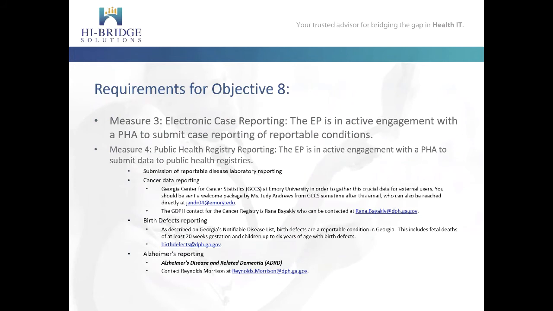Measure number 3, electronic case reporting. The EP is an active engagement to submit electronic case reporting of reportable conditions. I'm not going to go very deep into that because it is not available in Georgia either. However, still got to register. So we will discuss that on a one-on-one basis to see if it works for anybody, but it's not available in Georgia. So measure 4 is public health registry reporting.